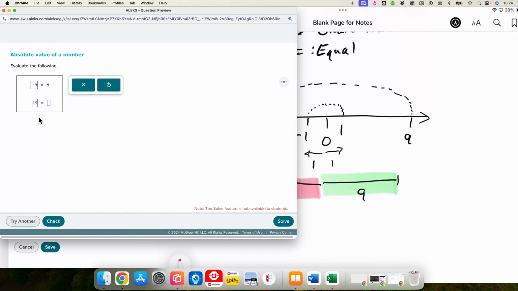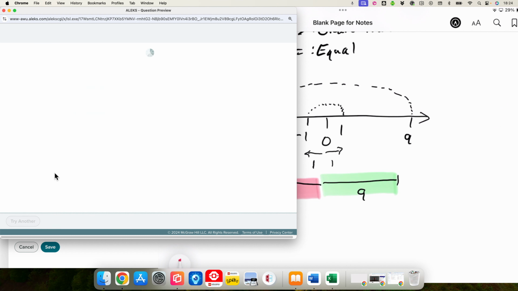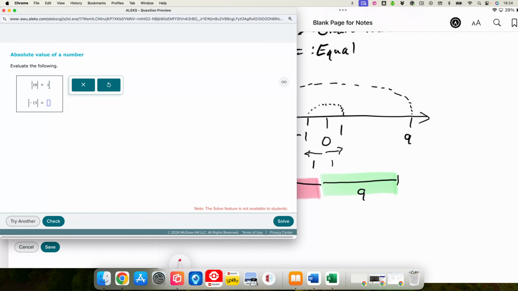-9 is 9 units away from 0. 15 is 15 units away from 0. Similarly, 10 is 10 units away from 0. -13 is 13 units away from 0.